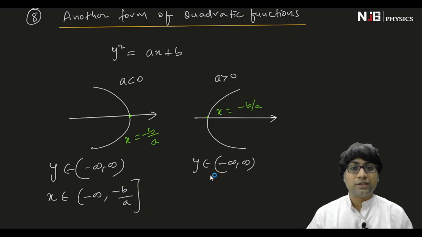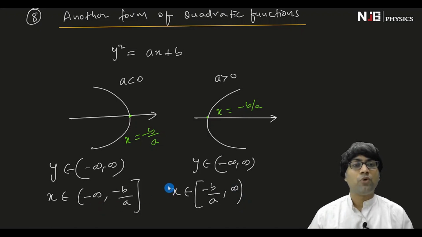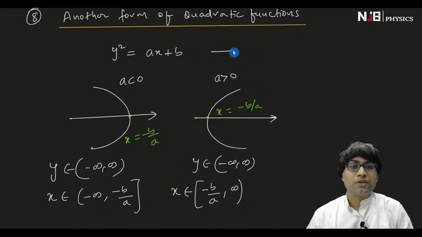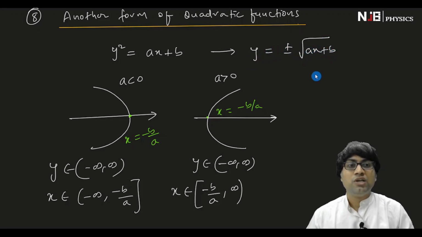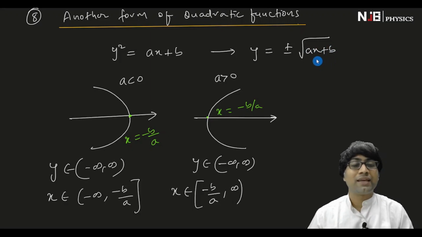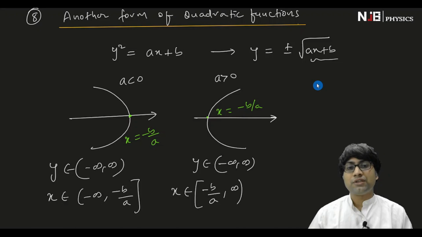And what about the domain in case of the second function? Domain in case of second function will be a minimum value of x is going to be minus of b by a, and maximum x can be infinity. In fact, you can have an idea about these domains also from looking at this equation in this form, that y can be written as plus minus under root of ax plus b. So from here also you can get an idea about the domain. The domain cannot be from minus infinity to plus infinity, because this quantity ax plus b has to be greater than or equal to 0. And from there we get that the x cannot be anything from minus infinity to plus infinity.